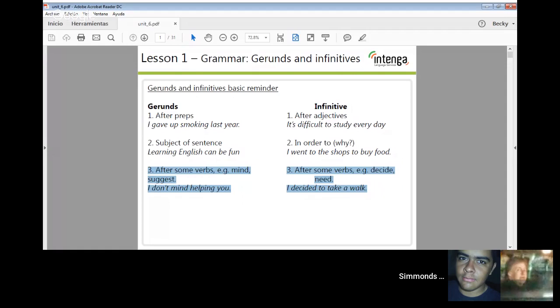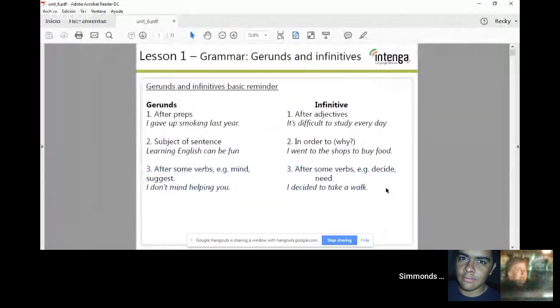Because again, there's no rules. I just want to be honest about that and reinforce that idea. So the other ways that we use infinitives in this case are after adjectives. Every time you can say, oh, it's difficult, it's easy, to study, we always use the infinitive after an adjective. It's difficult to study every day.